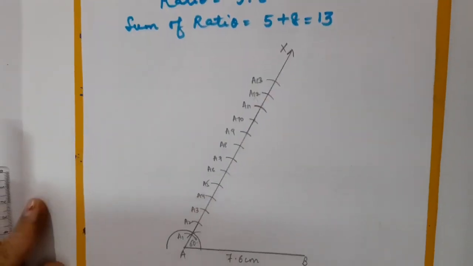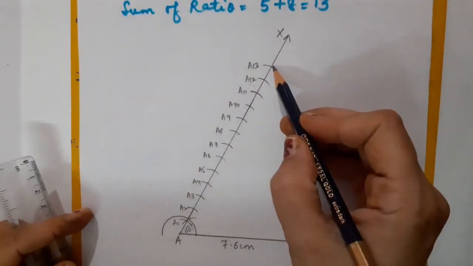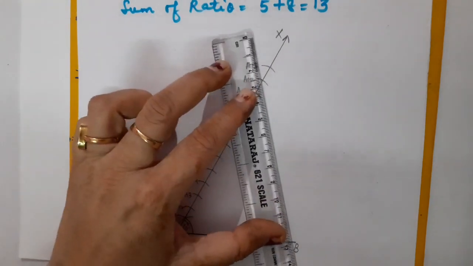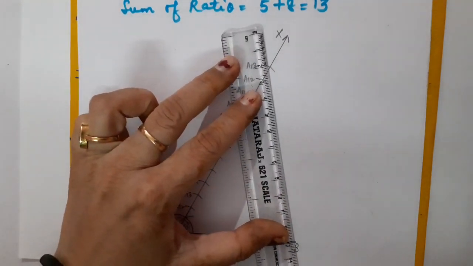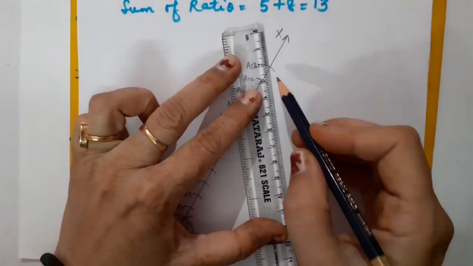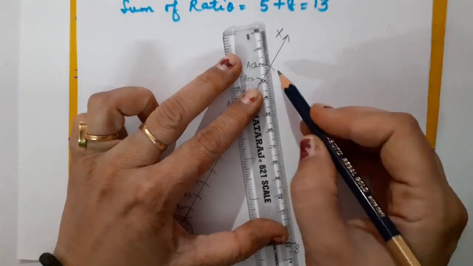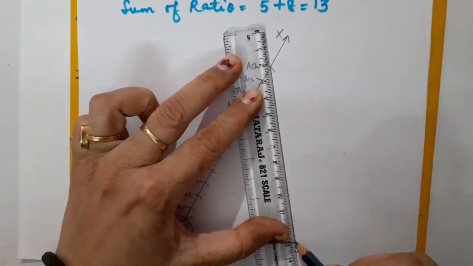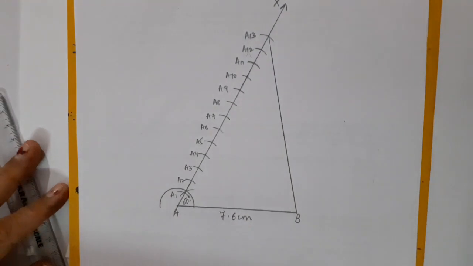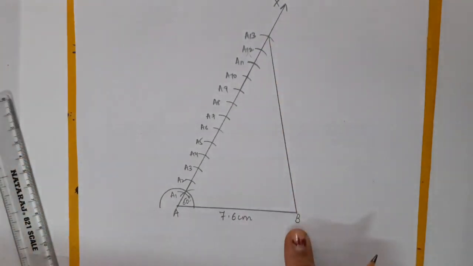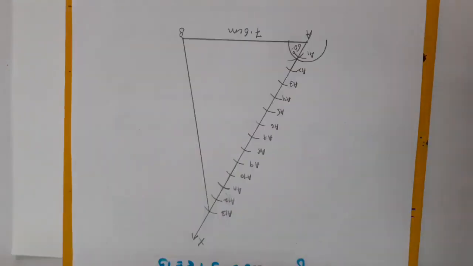Now children, what would be the next step? You are going to join the last arc with the second point of the line segment, that is point B. I am just going to join them. Here you can see that A13 is joined with point B. Now children, listen, what would be the next step?